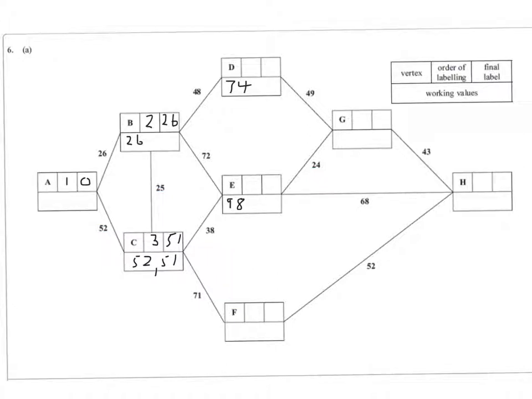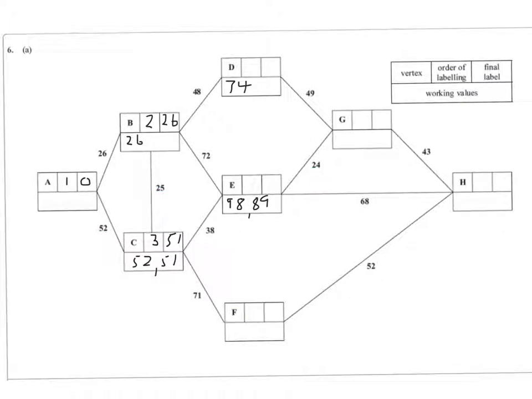Dijkstra's algorithm says we should now record a working value at every vertex that's directly connected to the vertex that's just received its final label. What's just received its final label? C has. So what's connected there, there and there. We've done B, so we don't do that again. We've now got that. So it's 51 plus 38, that's 89. Important to put that comma in just to make sure it's not 9,889.